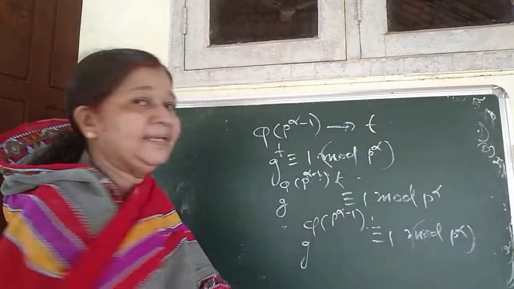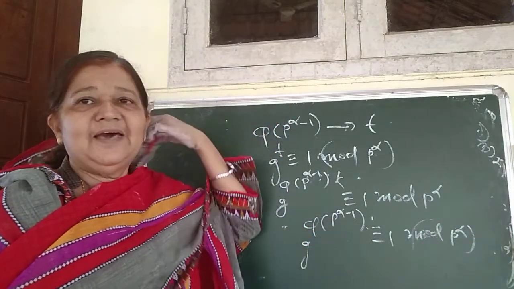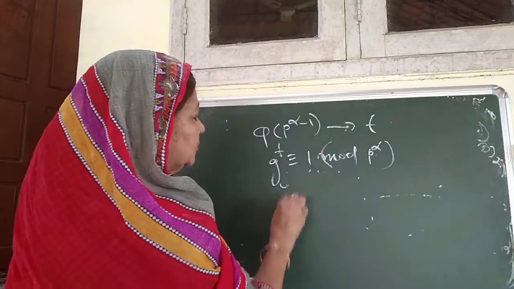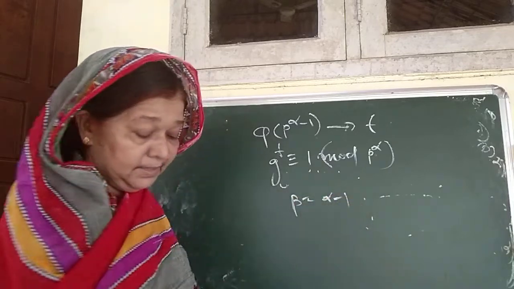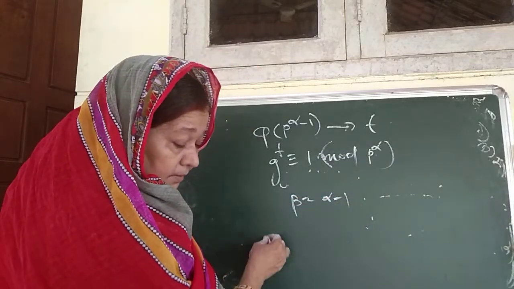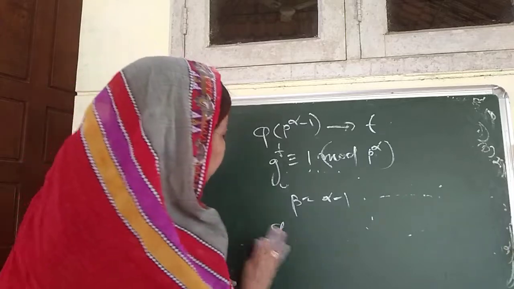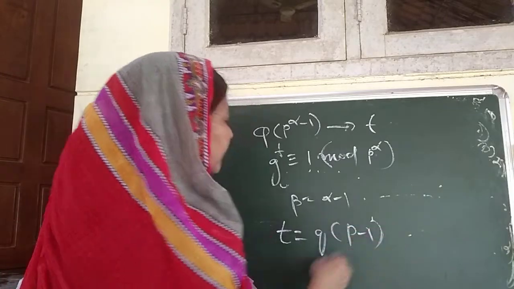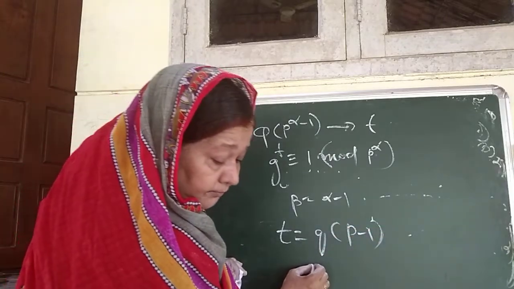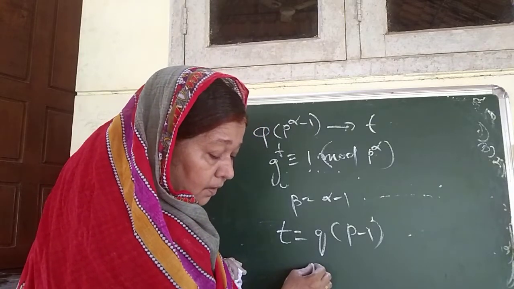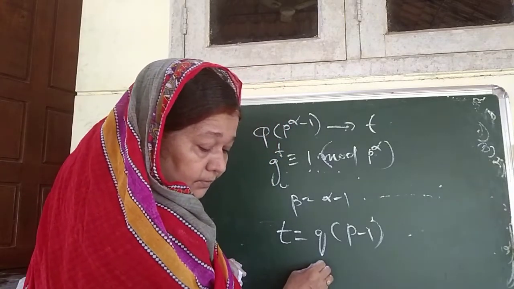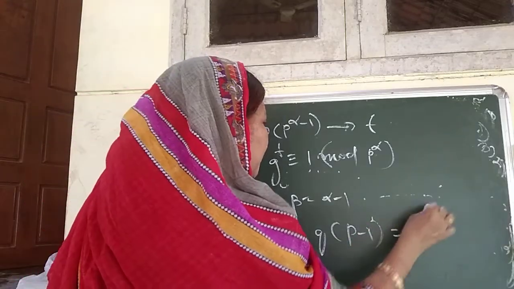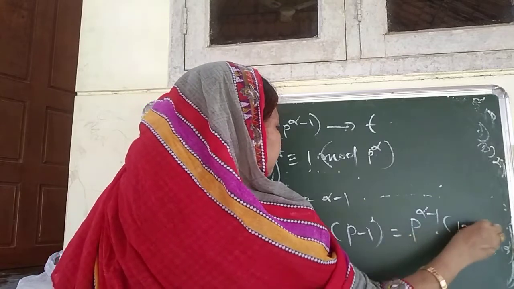It is not possible by the above lemma. Therefore, our assumption is wrong. Therefore, the only possibility is beta equal to alpha minus 1. Therefore, we get phi of t equal to t equal to q into p minus 1, which gives q equal to p raised to alpha minus 1 into p minus 1.